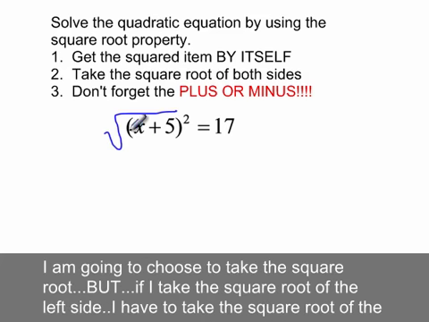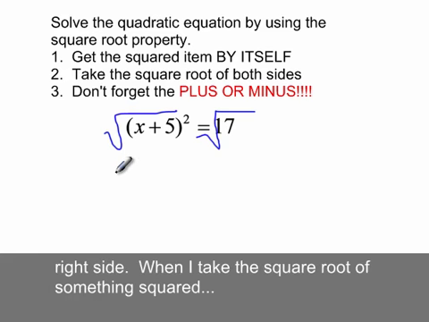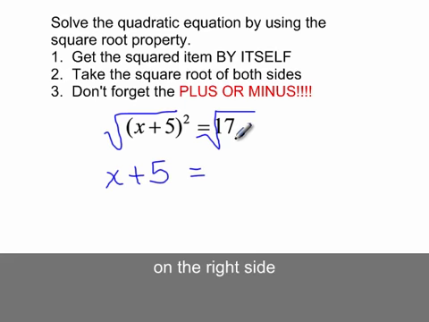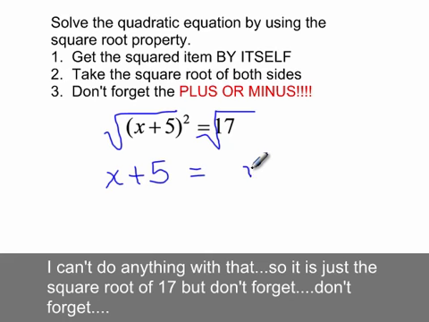Well, I'm going to choose to take the square root. But if I take the square root of the left side, I have to take the square root of the right side. When I take the square root of something squared, they cancel each other out. I have left just whatever is underneath there. In this case, x plus 5. On the right side, the square root of 17. I can't do anything with that, so it's just the square root of 17.